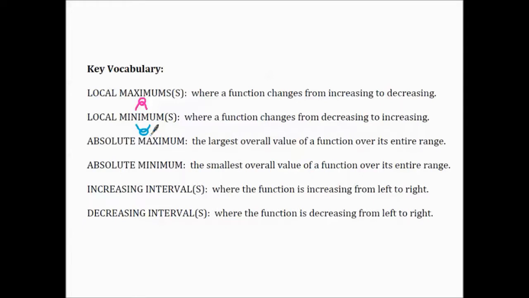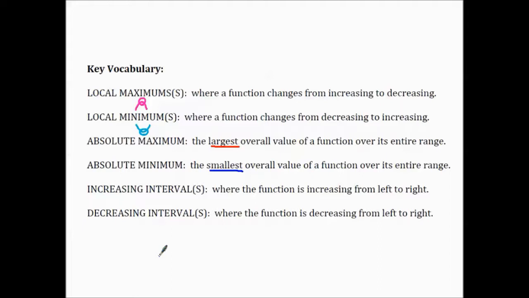An absolute maximum is the largest overall value of a function over its entire range. Sometimes this is one of the local maximums, sometimes it's not. But we are looking for the largest value. Similarly, the absolute minimum is the smallest overall value of a function over its entire range. So what is the lowest point on the entire graph?